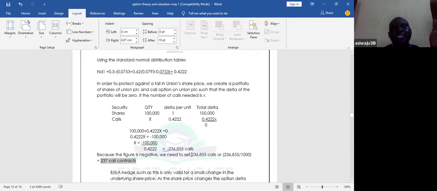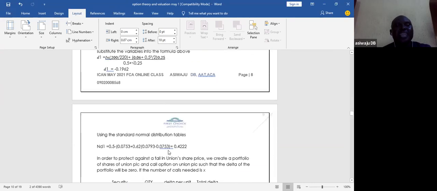Whether you leave your answer like this or the other way around, the full mark will be awarded. But it is very important to say that we need to sell. Negative sign implies selling. And if you have computed and you have a positive sign, it implies what? Buying. We need to buy. This point is very, very germane. That is the response to the examiner.